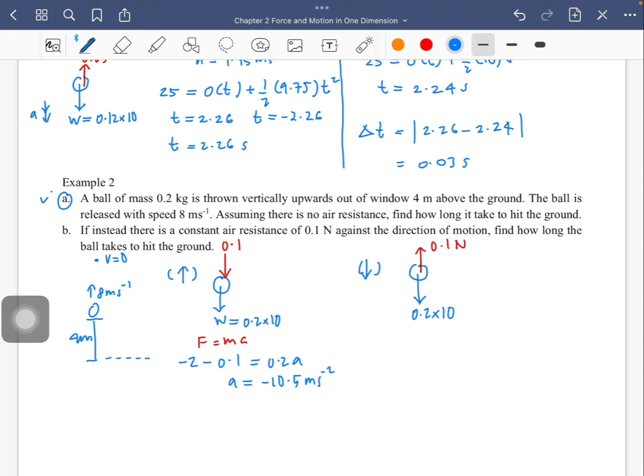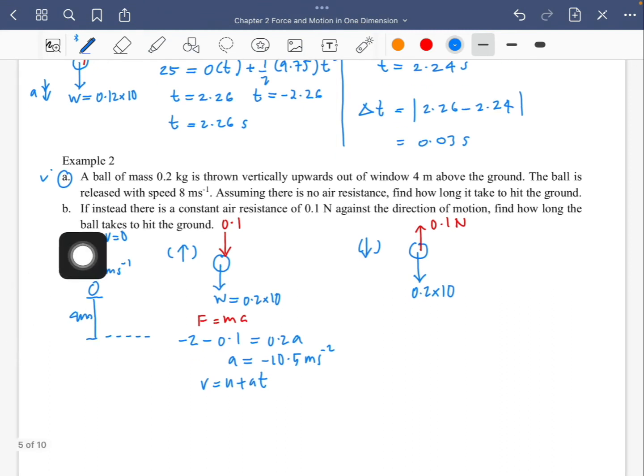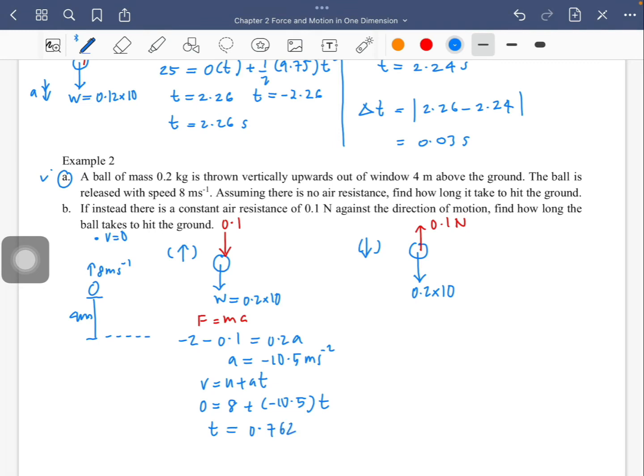For that case, we can use the SUVAT equation v equals u plus at. So v at the top, or at the maximum height, is 0, so 0 equals the initial velocity, given here as 8. From part A you can see that 8 plus a, which is negative 10.5, multiplied by t. So the time taken for the object to go up to maximum height is 0.762 seconds. That is the time taken from its original position 4 meters above the ground to the maximum height.